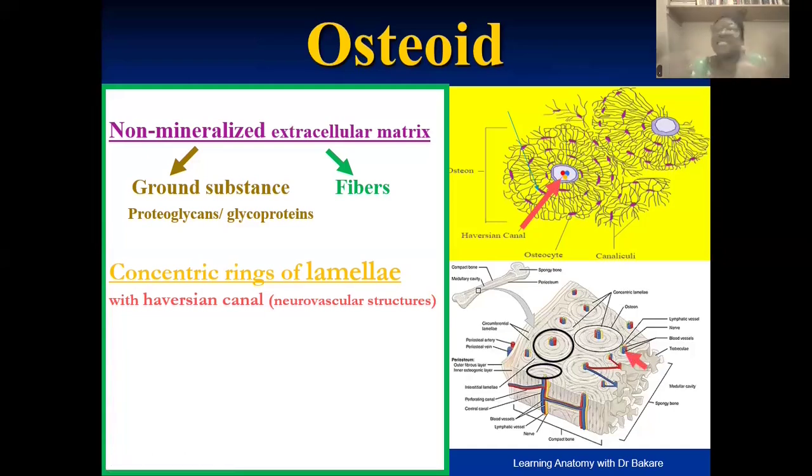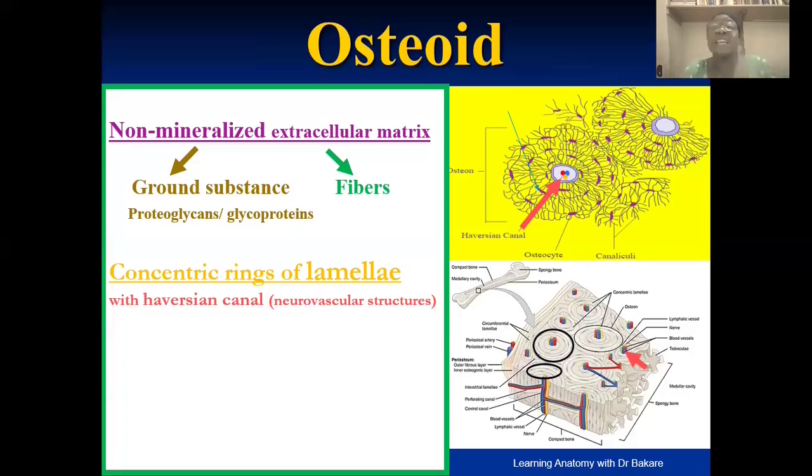It's not just designed irregularly. It is seen to be arranged in a specific pattern, and this specific pattern is a concentric ring that runs in a circular orientation. We say that this circular orientation does not run and get completed. It is seen at the center to leave a space, and this space is what is referred to as the Haversian canal.